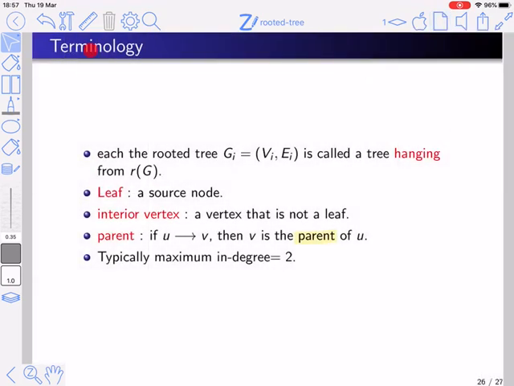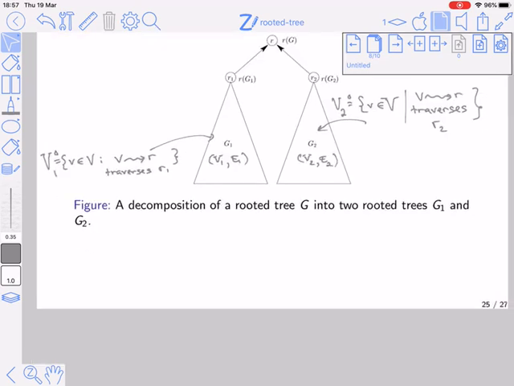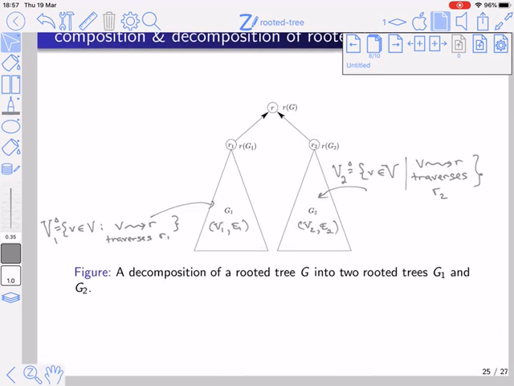We use the following terminology when we talk about rooted trees. When we do the decomposition and we look at these subtrees, GI, whose roots are connected to the original root of the graph, we call each such GI the tree hanging from the root. So, in the previous example, this G1 is one of the trees which is hanging from the root.